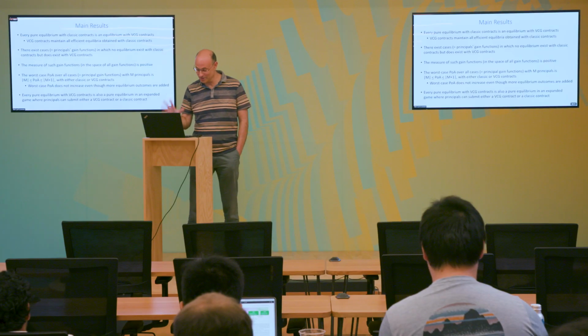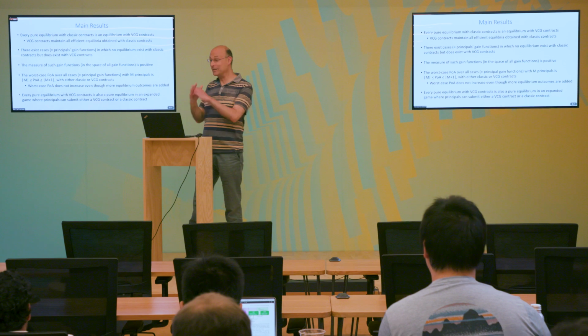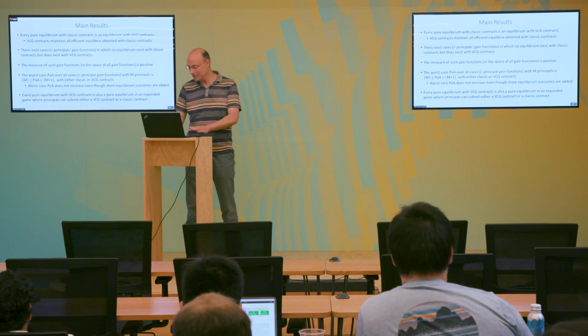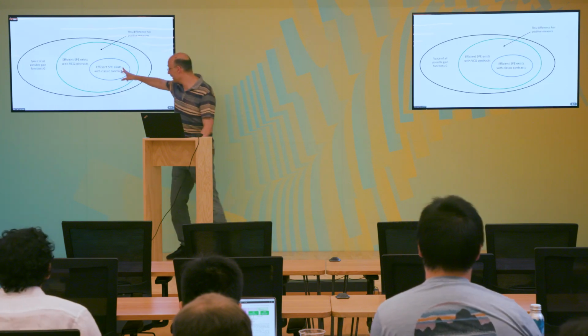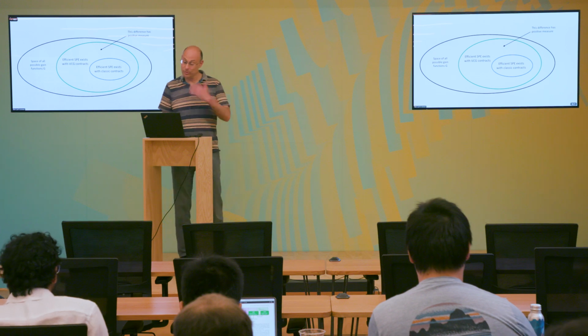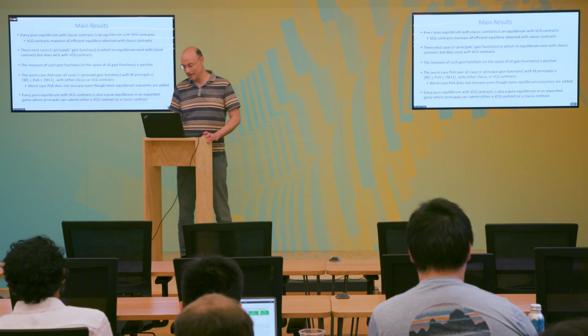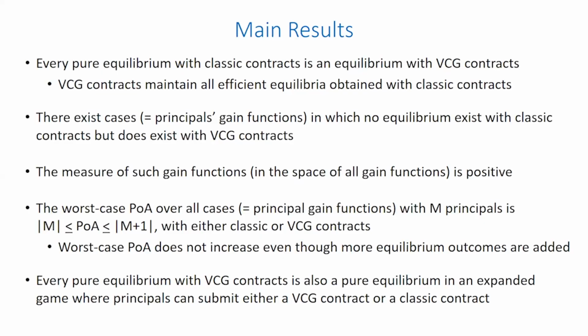But let me also say the other two results. We have increased the number of equilibria. Even inside the blue circle, there could be other equilibria. So we could increase the price of anarchy even significantly, but we showed that that's not the case. We couldn't exactly pinpoint the price of anarchy, and of course, it was not studied for classic economic contracts, so they don't even know what the worst case is. They only think about the best case.